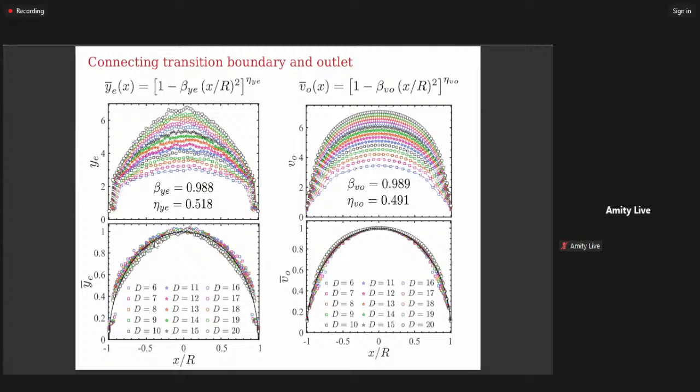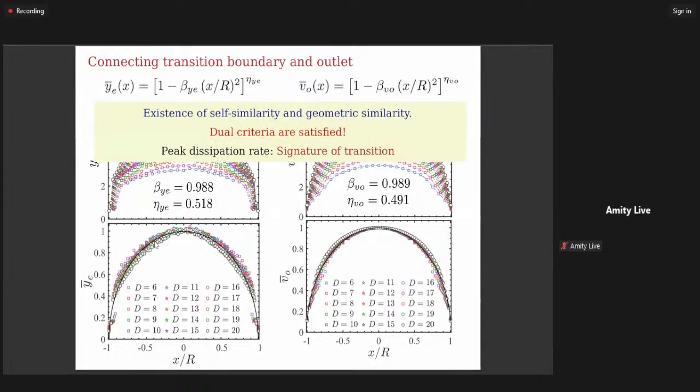This is for the transition boundary shape, and this is the exit velocity. If I fit this using the expression given on the top, their exponents are given here, 0.5, they are nearly 0.5, right? So it says that both criteria are satisfied. There exists a self-similarity and there is a geometric similarity also. So based on that, we would suggest that peak dissipation rate can be a signature or marker of transition.